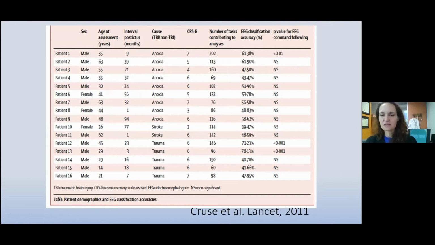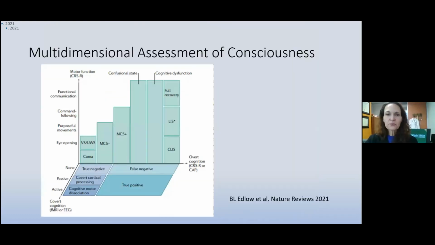This is from 10 years ago in Lancet. These are EEG studies on patients that are pretty far out from their trauma, sometimes years. And they're doing EEG work to see if they can pick up patients who have the ability to cognitively follow directions. So if you tell them to do something, they may or may not do it behaviorally, but their EEG will change. And that will identify people who are processing information more than you can tell. So this research has been going on for a while.